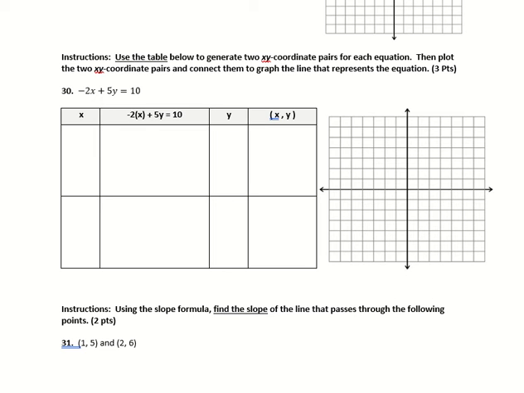And then we have a table with 2 rows and 4 columns. The first column is a column for x. The second column is a column for plugging in for x, and the equation, as we know, is negative 2 times x plus 5y equals 10. The third column is for y. And the fourth column is for listing xy coordinate pairs. And then finally we have a coordinate plane for graphing our intercepts and connecting the intercepts to graph the line.